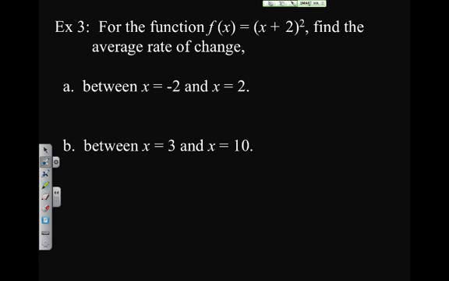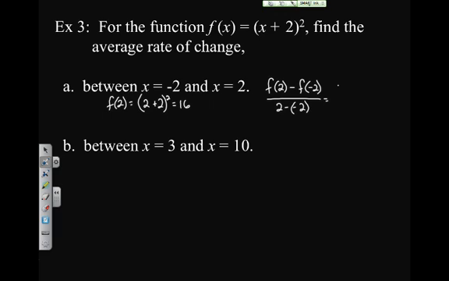So for the function f of x equals (x plus 2) squared, find the average rate of change between negative 2 and positive 2. If we use our formula, that is f of 2 minus f of negative 2 over 2 minus negative 2. So we have to figure out what f of 2 is. Remember that f of 2 means that our input value is 2. So it's going to be 2, replacing that x, plus 2 squared, and that is 4 squared, which is 16.